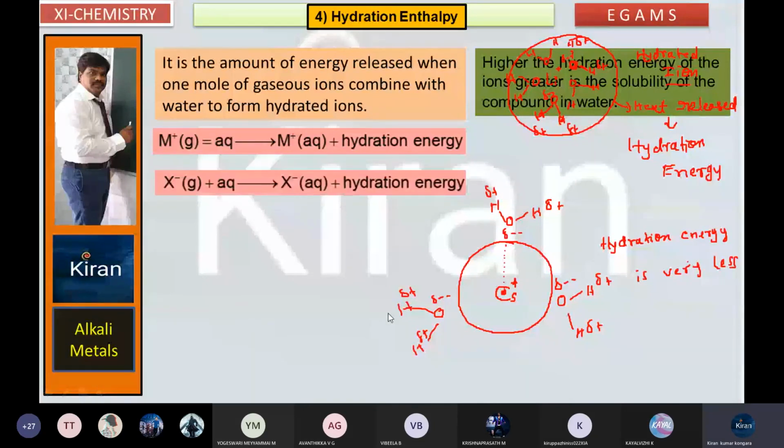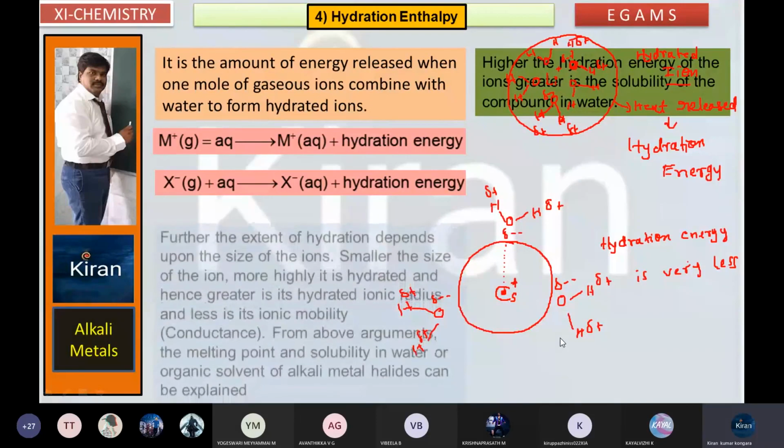In the same way, I am taking a negative ion. Sometimes we are keeping a negative ion, chloride ion. That also accepts water because here positive charges are there. At that time also some heat energy is released. That heat energy is termed hydration energy.